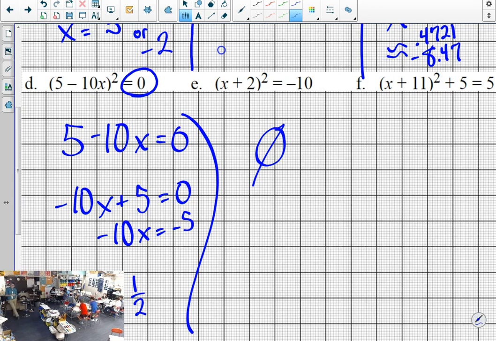I got negative 11. Oh yeah, I did solve it. Subtract 5 from both sides. I'll get x plus 11 squared equals 0, so negative 11. Oh, hold on. I did something wrong then. Question? No? Yes? Maybe?